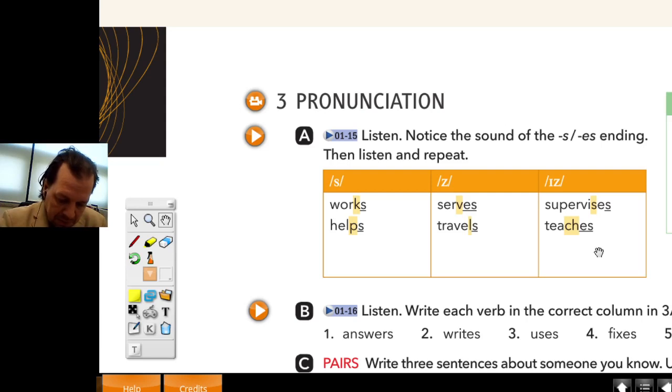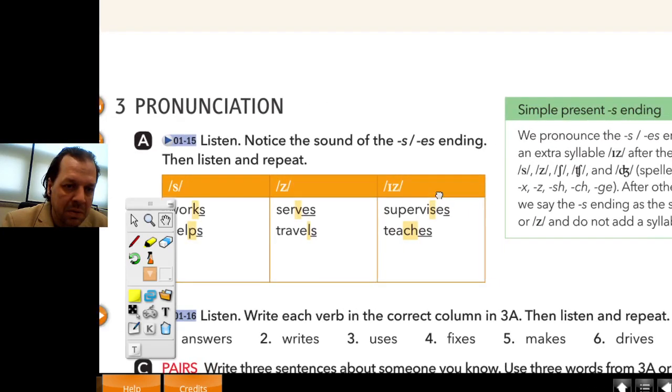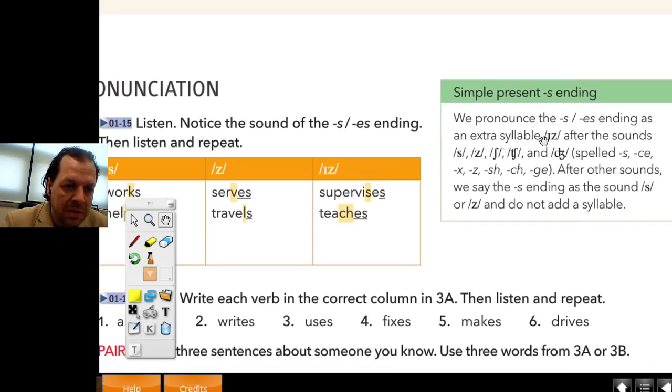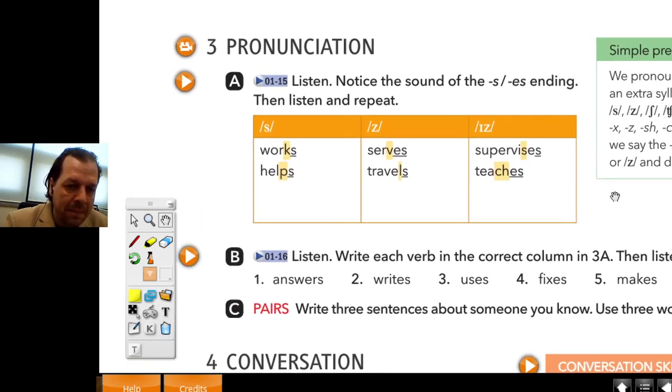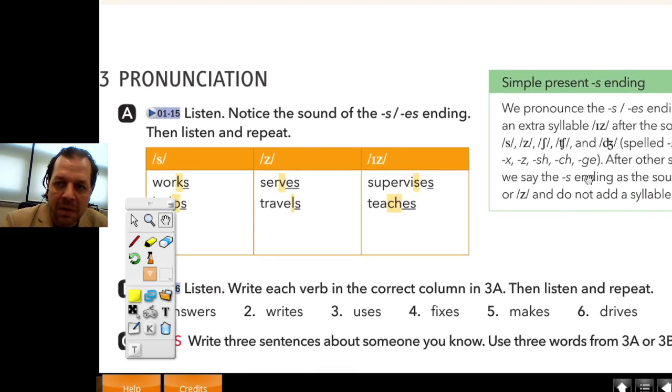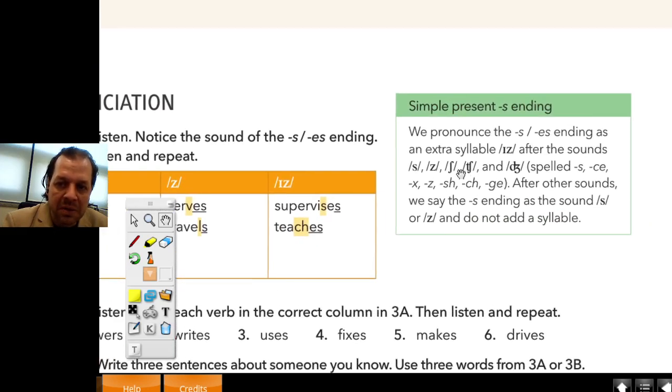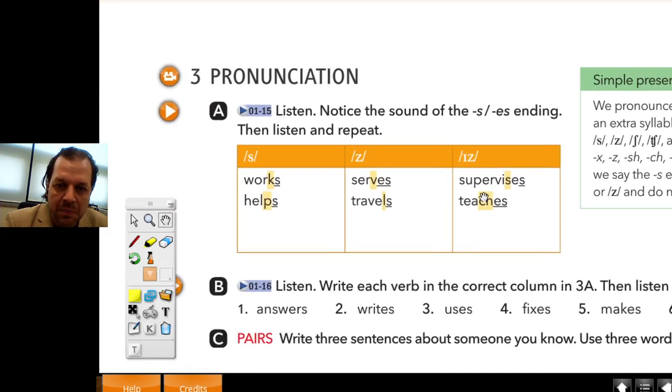This is simple present S endings. Okay, so you'll notice we pronounce the extra syllable, but we don't always need to use that, depending on the syllable stress and the letters used. Alright, so we're going to practice here. Let me just get this going.